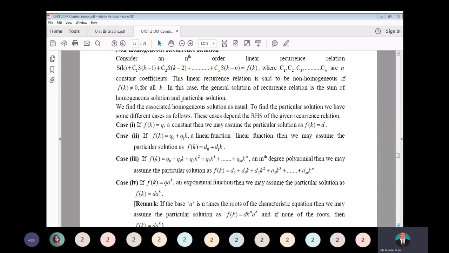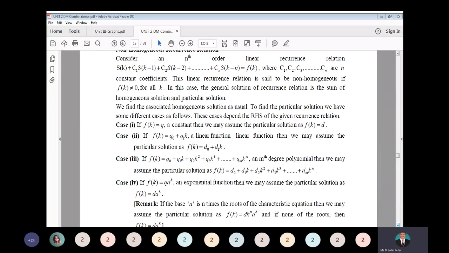So case 1, if f of k equal to q, a constant, we may assume the particular solution as f of k equal to d. So this is the first case. If the right side of the recurrence relation is equal to a constant, we have to assume the particular solution equal to a constant d and find the solution. So that ends up with some constant.